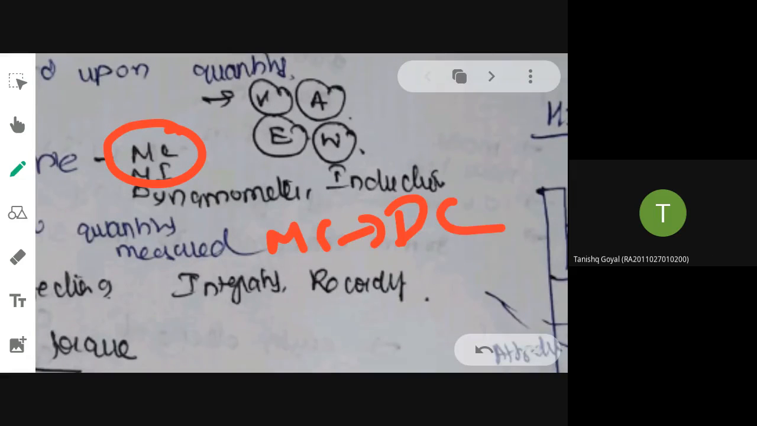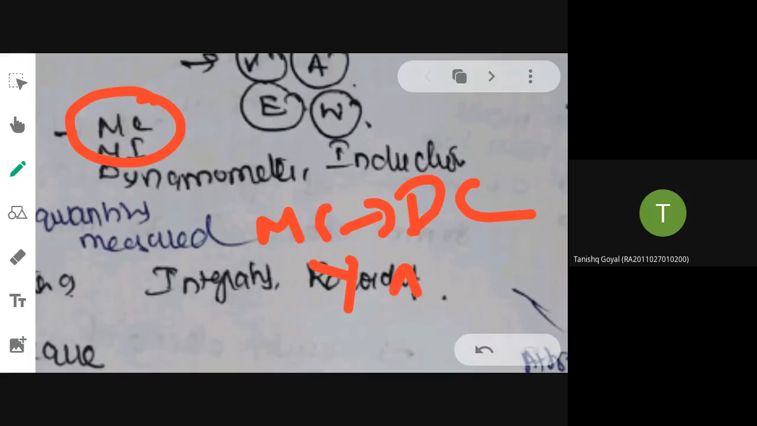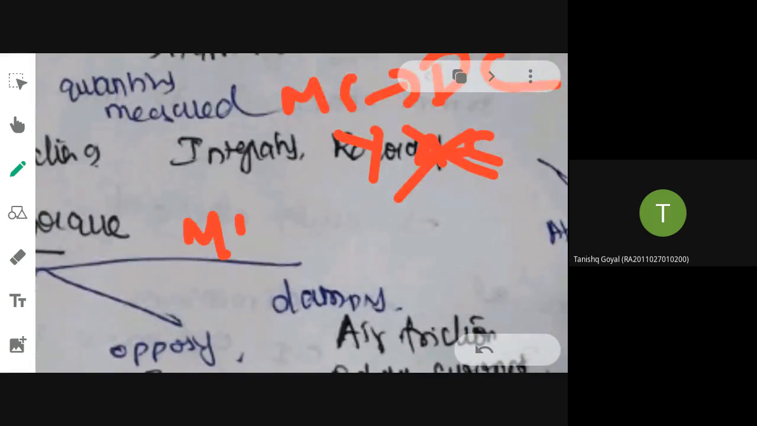Suppose you try to measure AC with it, it won't measure. The current will reverse, the torque will reverse, and finally there will be no torque at all. So you won't use MC instruments for measuring AC; they are preferably meant for measuring DC quantity alone. But the MI instrument is preferably used for measuring AC quantity, though you can use it to measure DC also.